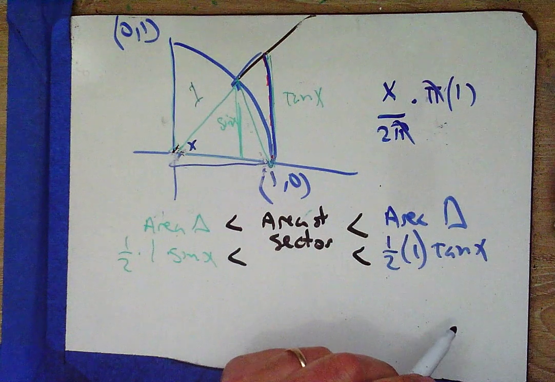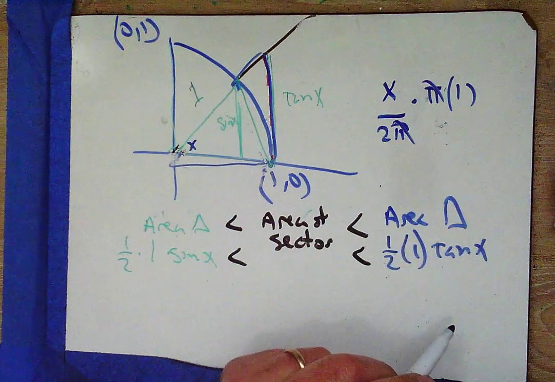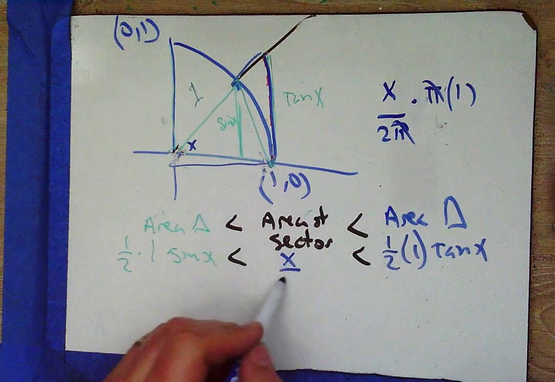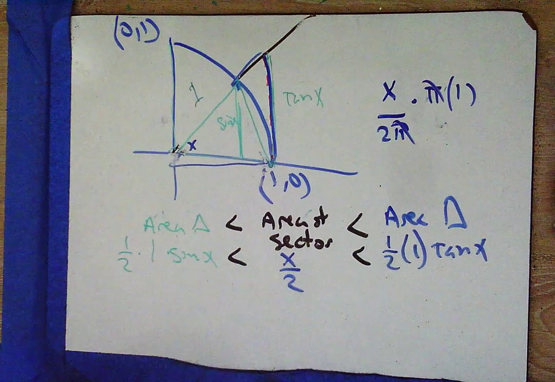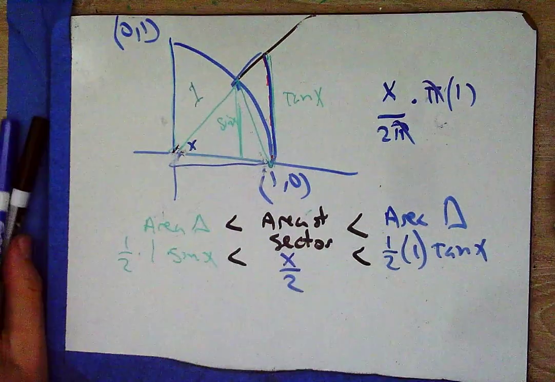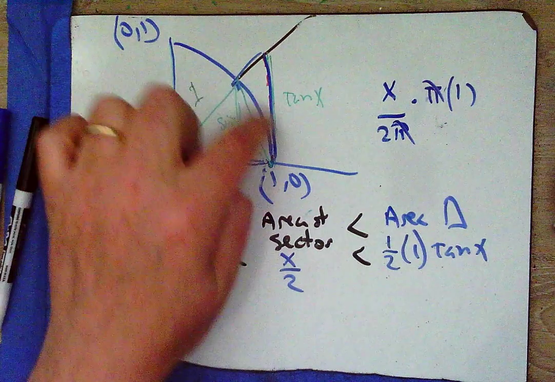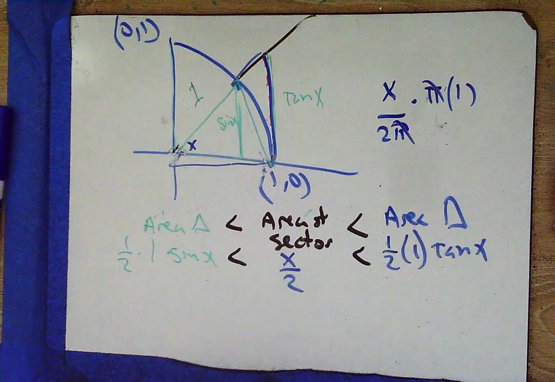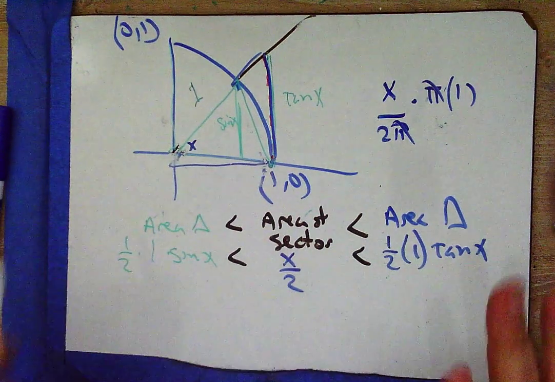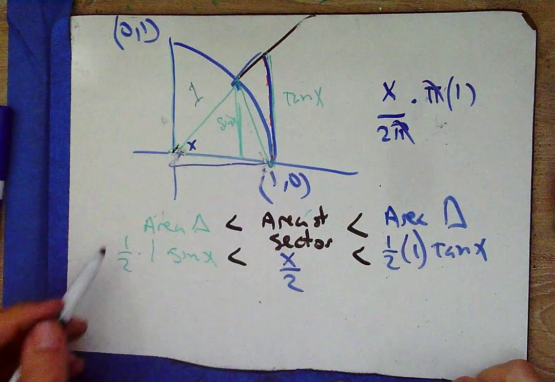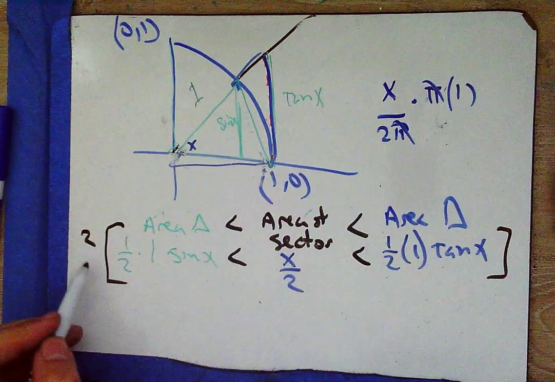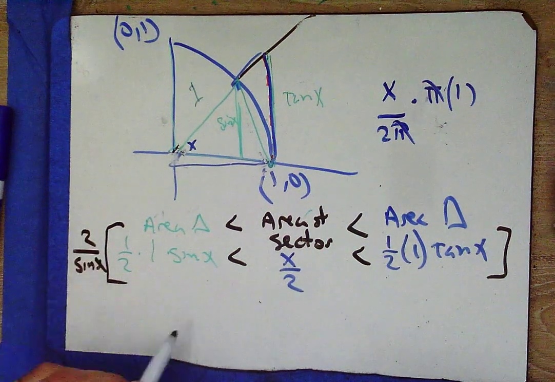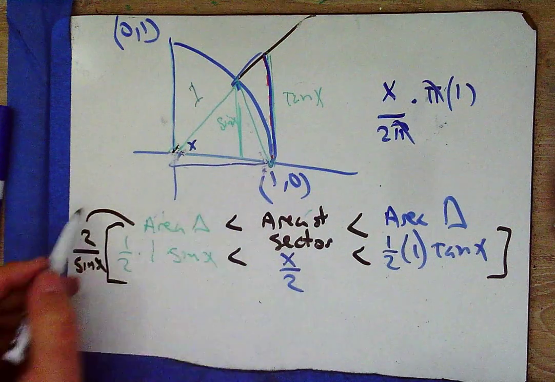So now what do I know? I know that I have x over 2. Good? Nice. And we're all still in agreement that the little green triangle is smaller than the pi wedge, which is smaller than the big blue triangle. Okay. So here's what I'd like to do. I'd like to get rid of all the 2's by multiplying everywhere by 2, but I also am going to, at the same time, divide by sine x. So I'm going to distribute that everywhere.